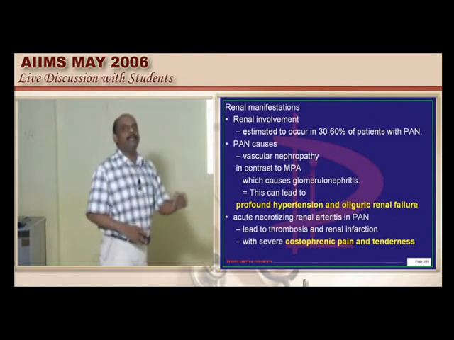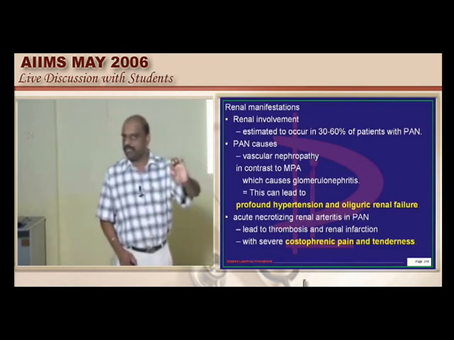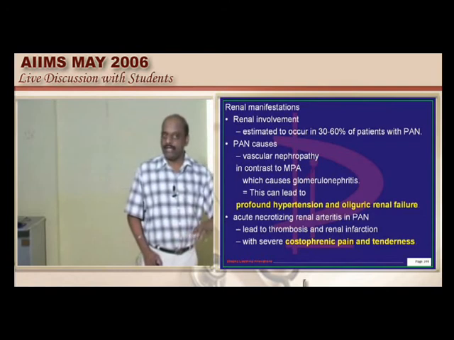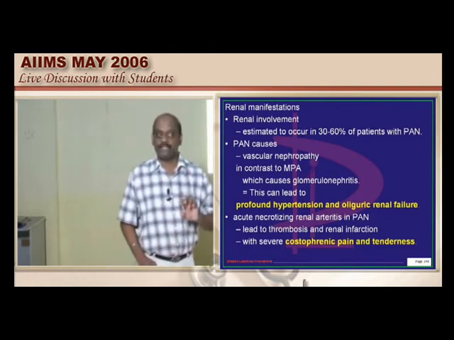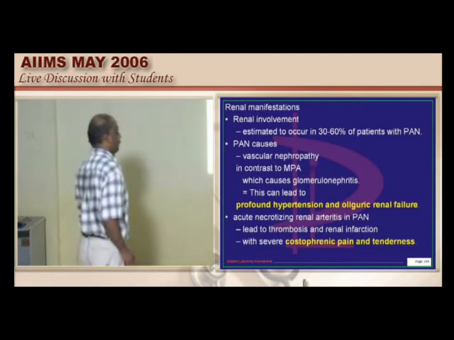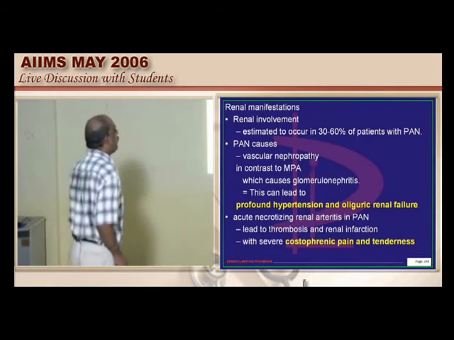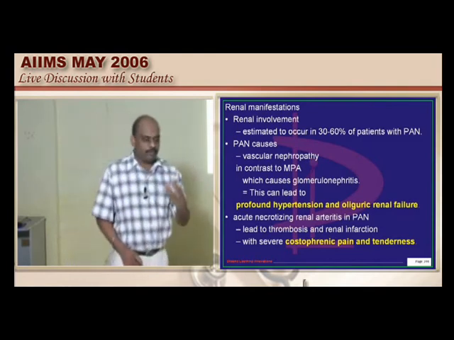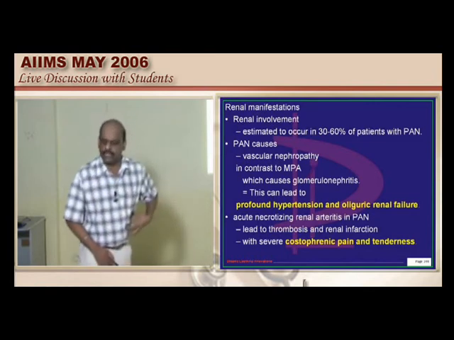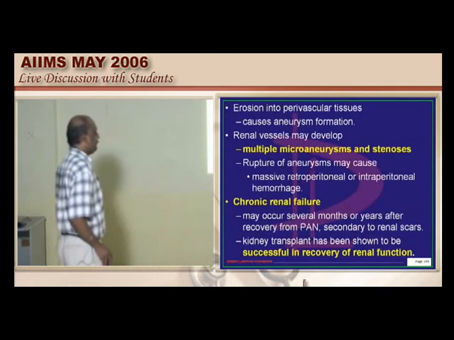So what kind of involvement do you see? The same vasculitis will be involving the renal vessel, so the renal vessel becomes stenosed. Hence renovascular hypertension is the renal manifestation of polyarteritis nodosa, whereas glomerulonephritis is the renal manifestation of microscopic polyangiitis. The fundamental difference between these two you have to be doubly sure about. The renal arteries will suffer from a necrotizing arteritis in polyarteritis nodosa, and there is development of thrombus within that necrosed vessel. That leads to a renal infarction with severe costophrenic angle pain and tenderness in a given patient with polyarteritis nodosa.